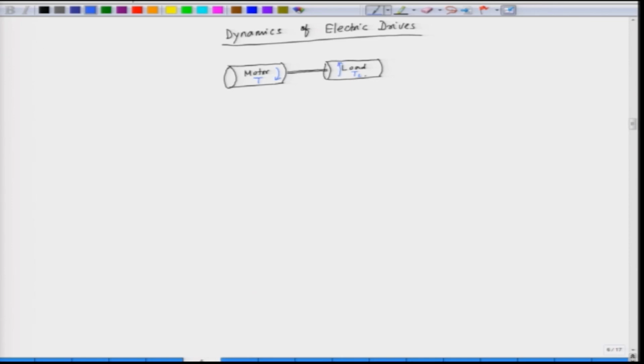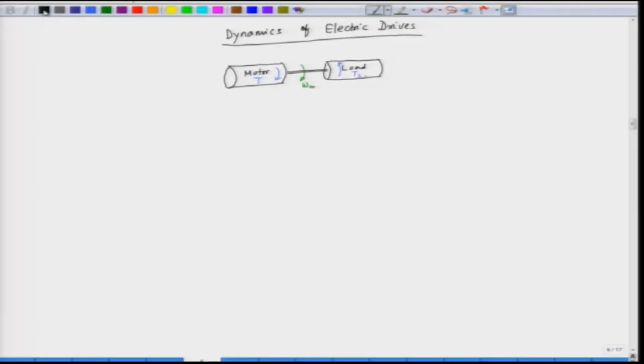And we have a speed here, in this direction. The motor is trying to drive the load, and the speed and the torque here are in the same direction. Now, we can write down a mechanical equation. The total moment of inertia is J. So, this is a rotational system. The mass is rotating and the motor is driving the load.